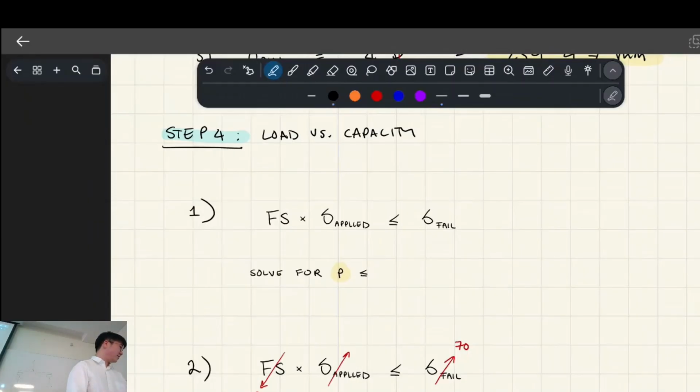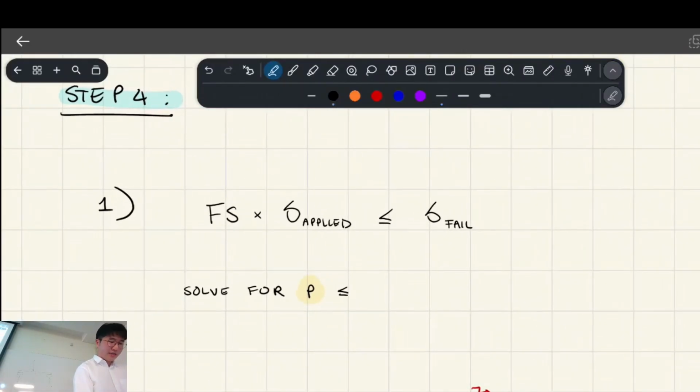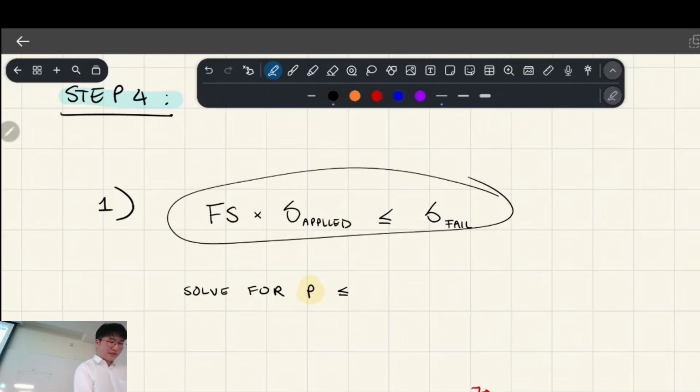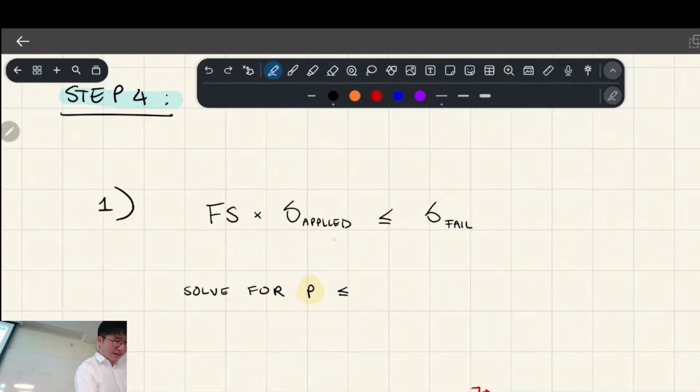Okay, so basically we're going to sub everything in, because we know this is our equation. It's an inequality. We have to apply a factor of safety to your loading and make sure that the amount of load is less than the capacity, because capacity is the absolute max before failure. That's your HP bar, and the load is the damage. So yeah.